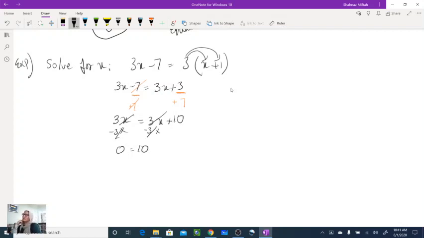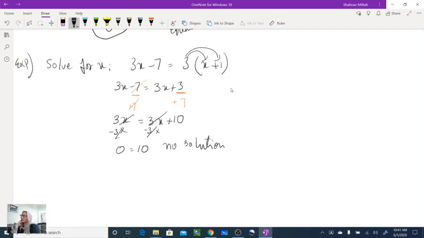I want to check one more time. I don't know why I feel like I did something wrong. 3x minus 7 equal 3x plus 3. So 7 and 3 are like terms, and I'm combining them, so it will give me 7, 8, 9, 10, and yeah, that's good. Okay, so 0 equal 10, which means that's not true, so there is no solution there.